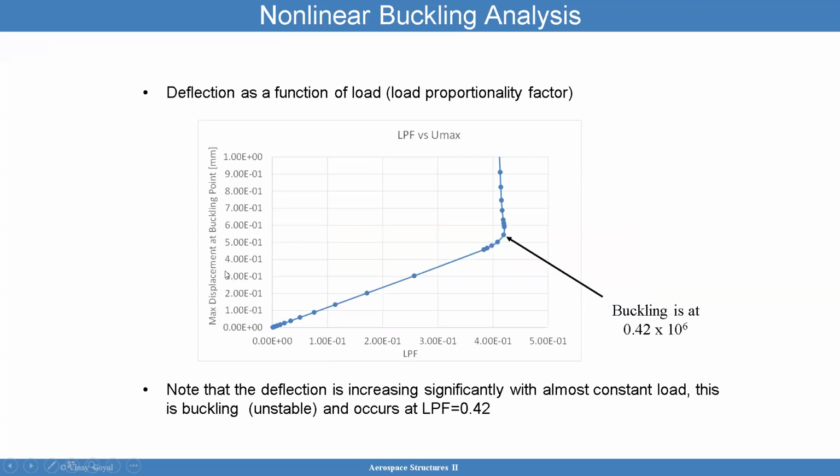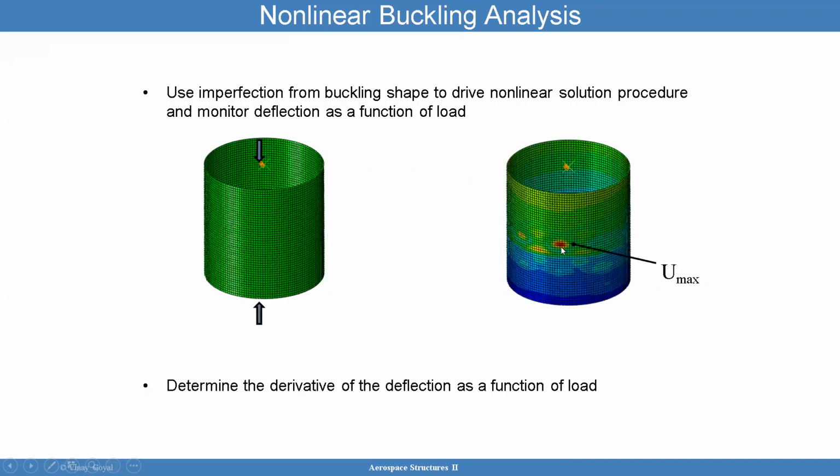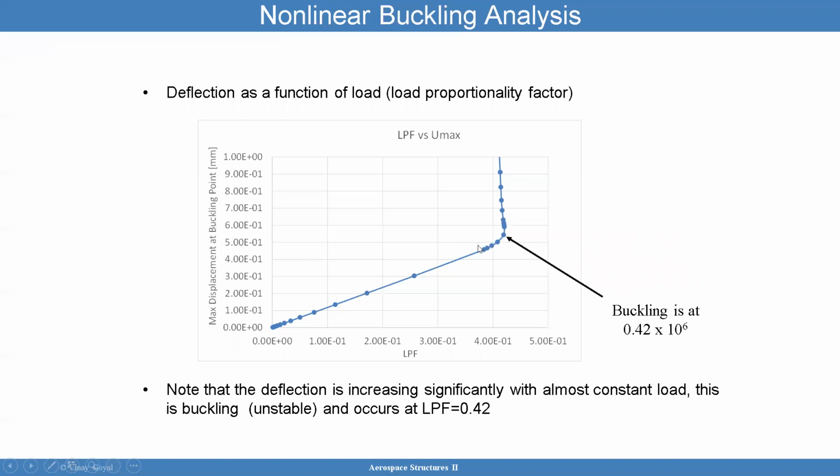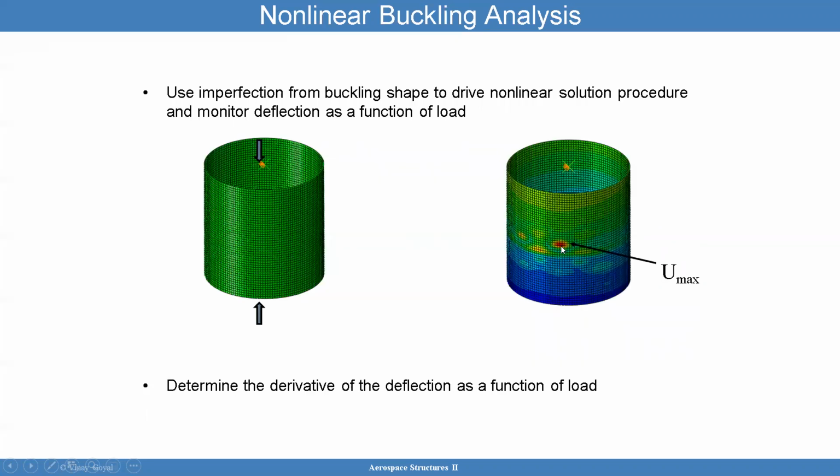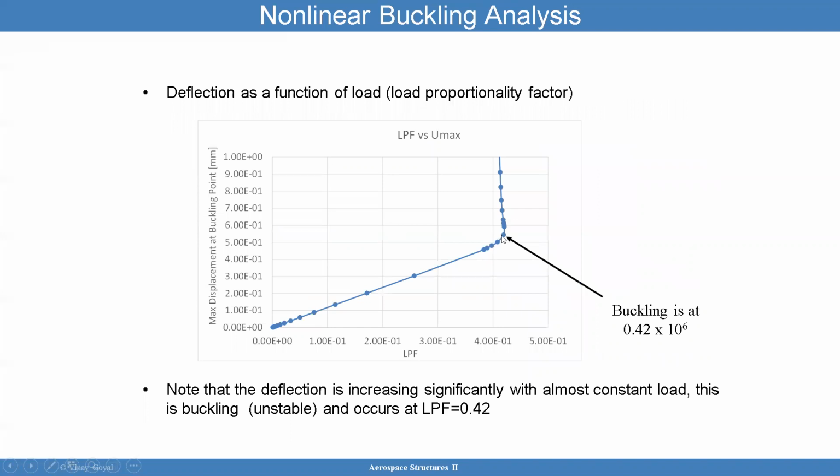And what you're going to see is that as you apply that load factor, as you apply the load, the maximum displacement of buckling at that point is going to start going out of control. So you can see here about this load factor, the maximum displacement at buckling is going out of bounds. It's going crazy. That means that buckling is going to occur about there. And so you're going to plot this. Abaqus allows you to plot the load factor as a function of that deflection. So when you do that, you can actually figure out where that buckling is occurring.